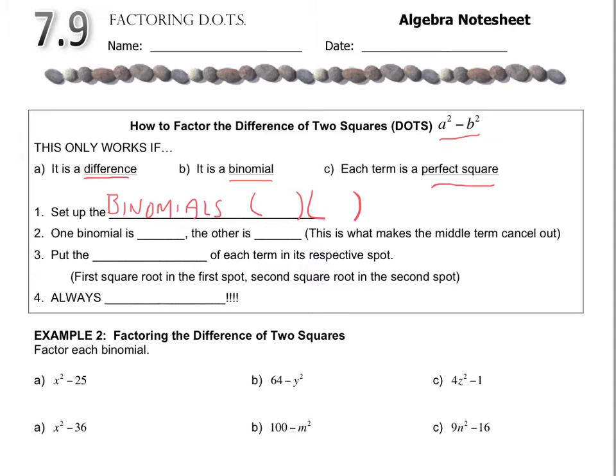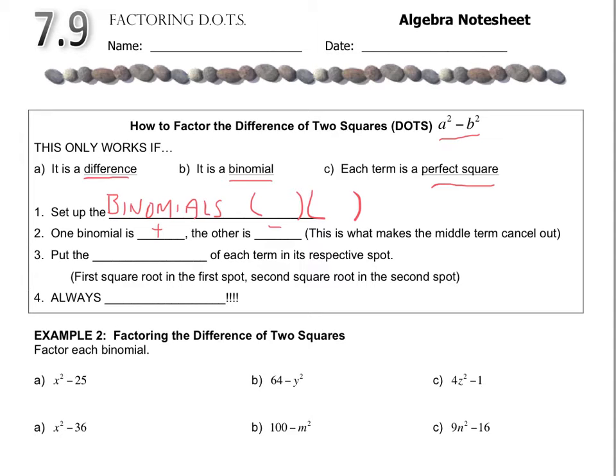One binomial is going to be plus. The other binomial is going to be minus. This is how we end up canceling the middle term. So even though we're multiplying two binomials together, the middle terms will cancel because one of them is positive, one of them is negative, so they end up canceling out the middle term. We'll see what that looks like in a minute.